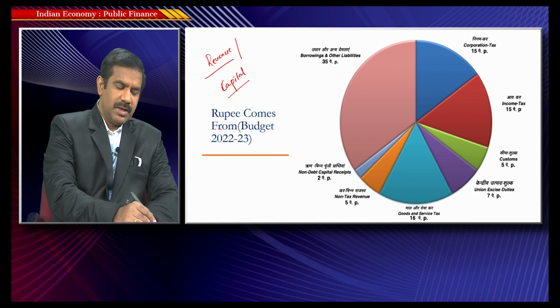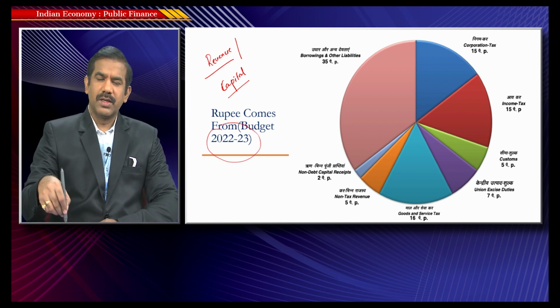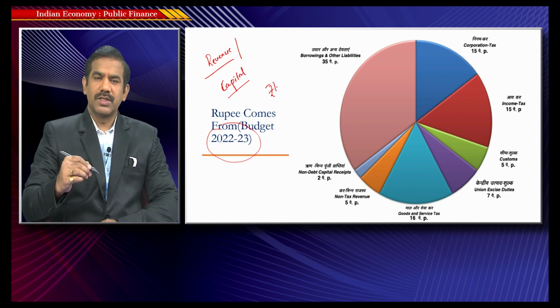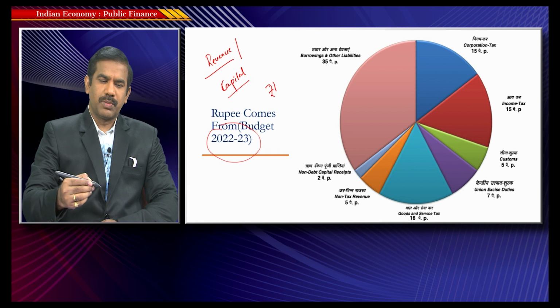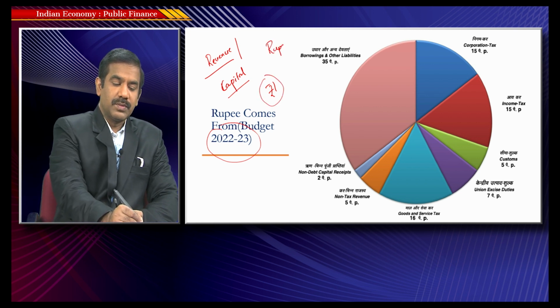So this is the budget of 22-23. If you look at this particular pie chart, it helps you understand where the rupee comes from. I mean, out of every 1 rupee, what part of the receipts contributes what proportion of the rupee. That's what we are trying to discuss. So where does the rupee come from?